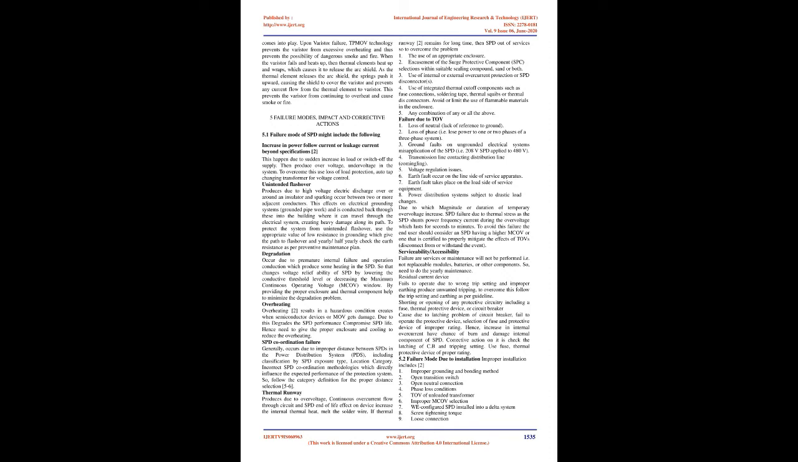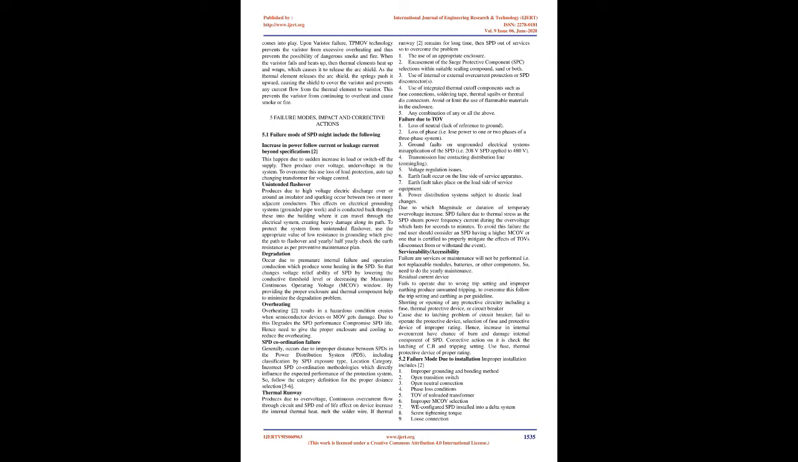2. Unintended flashover. Produced due to high voltage electric discharge over or around an insulator, and sparking occurs between 2 or more adjacent conductors. This affects electrical grounding systems and grounded pipe work, and is conducted back through these into the building, where it can travel through the electrical system, creating heavy damage along its path. To protect the system from unintended flashover, use an appropriate low resistance value in grounding, which gives the path to flashover, and check the earth resistance yearly or half-yearly as per the preventive maintenance plan.